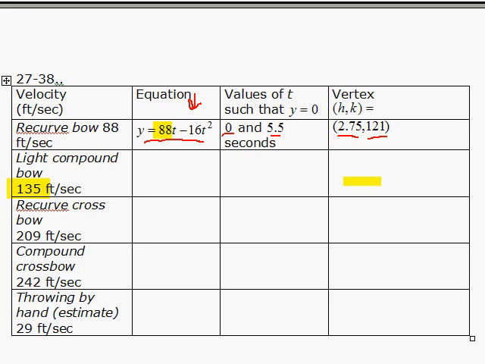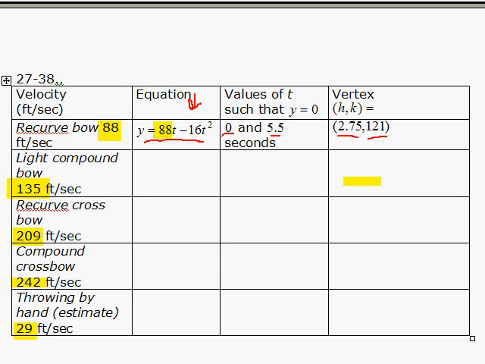And so you have all those different times, velocities. The 88's done, 135 to 206. Here's this compound crossbow, 242, and then just trying to fling it by hand, and that's, we'll say, 29 feet per second. Obviously that's somebody who can't throw very well.